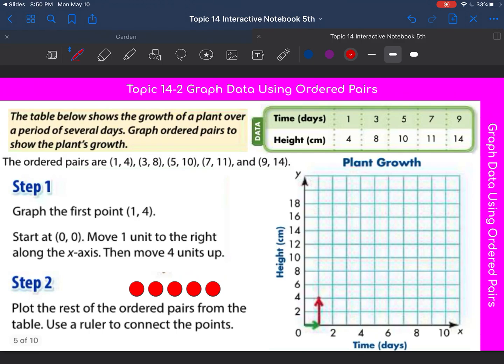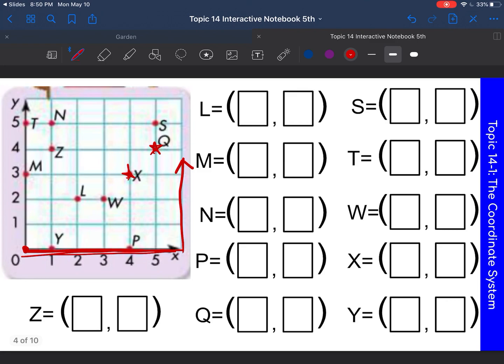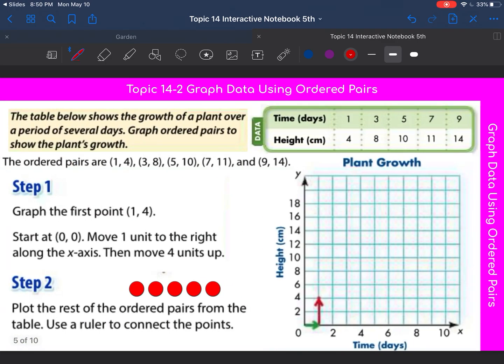Today, what we're going to be doing is graphing ordered pairs. So instead of identifying where they are and writing the ordered pair, we're going to be given the ordered pairs and we're going to have to graph them. So let's look at this example.